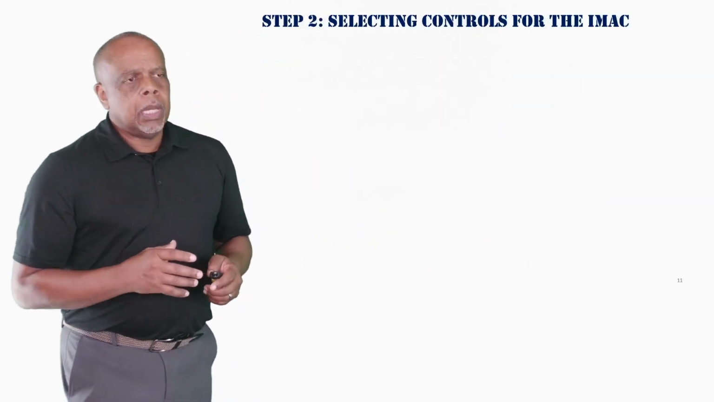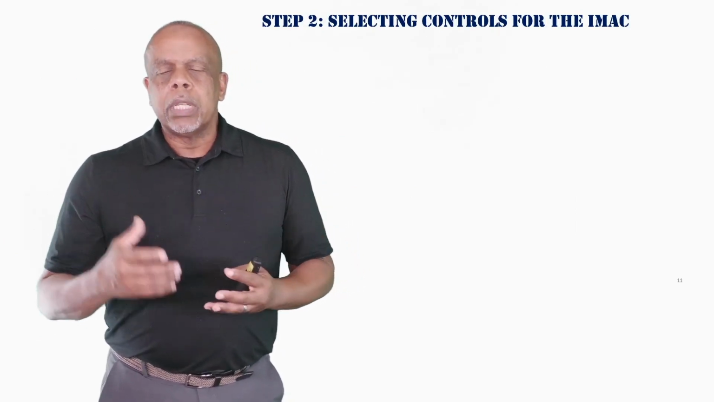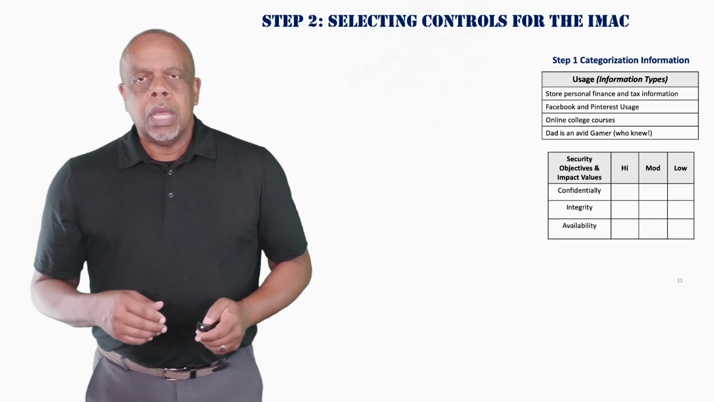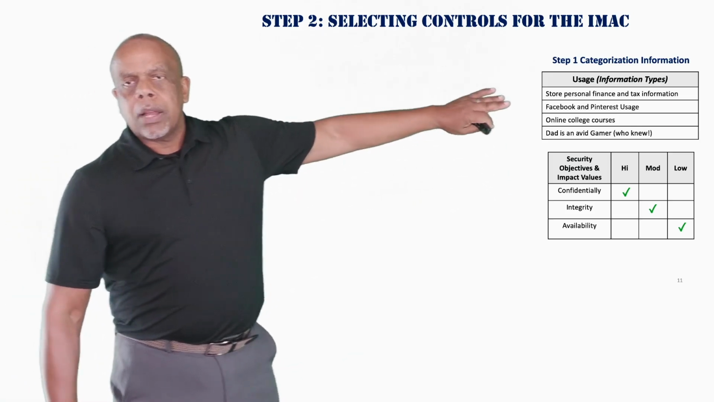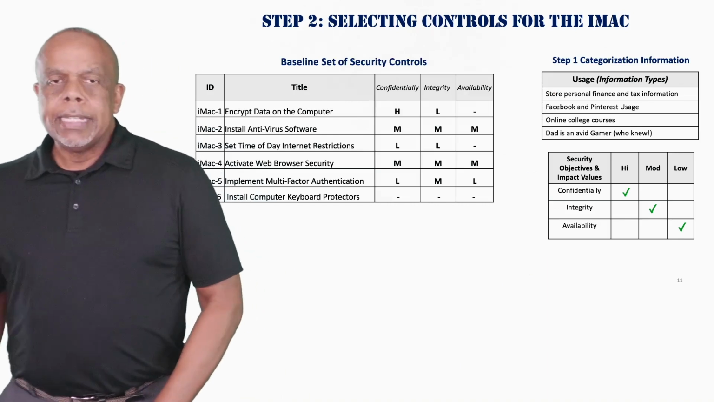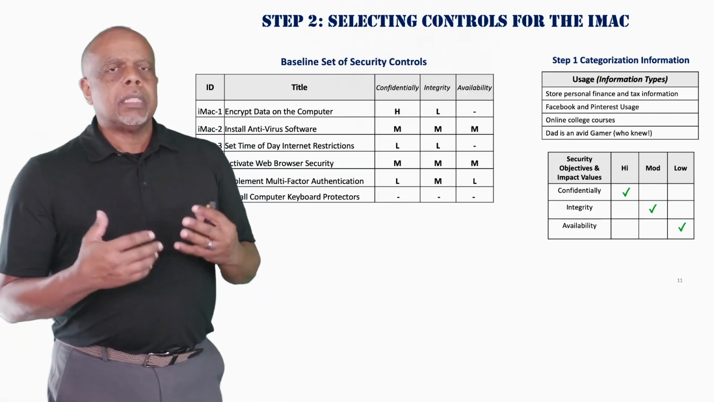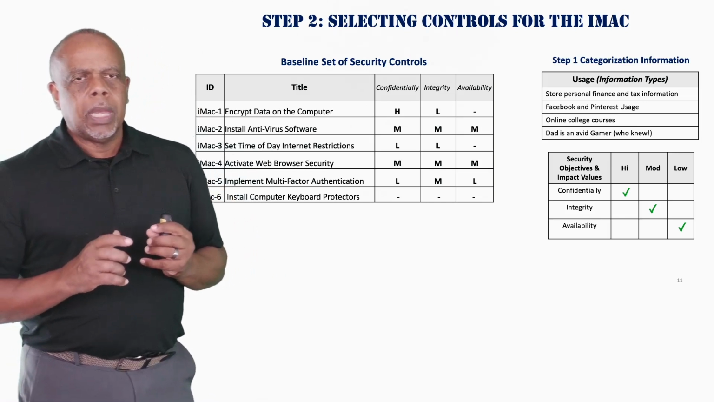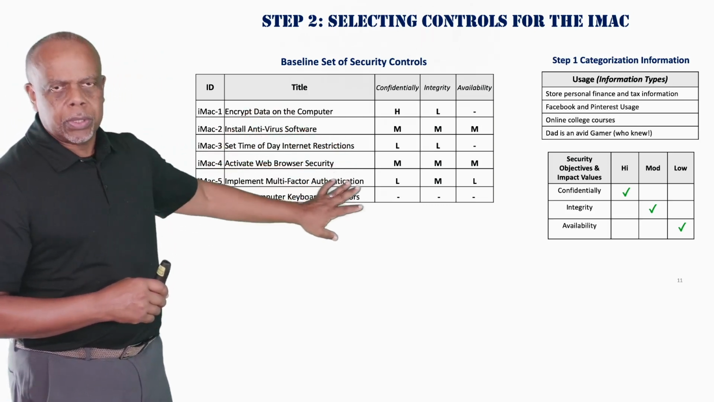Now, let's go to step 2. Now that I have this information, I need to start selecting the controls. What controls am I going to put in place to meet the parameters of my categorization? This is just a refresh from step 1. These are our information types, and this is how we categorize them. So what I did, I went to some friends of mine who are all IT, cyber type individuals, and they sat around a table for me, and they came up with a list of basic computer controls.